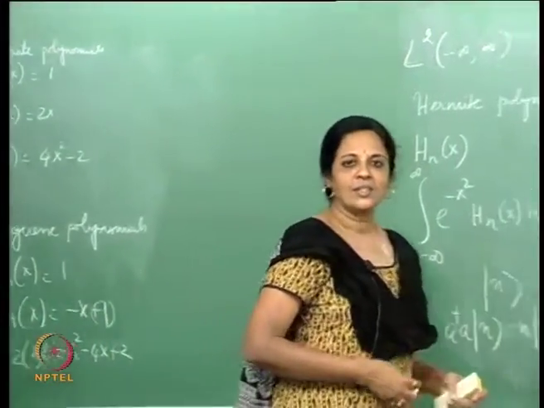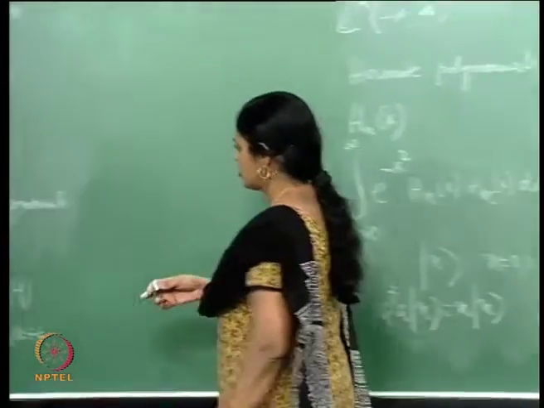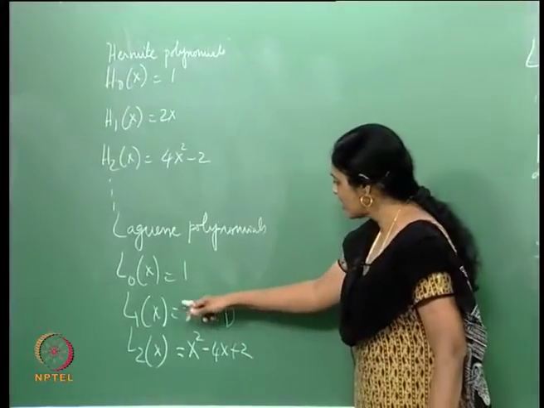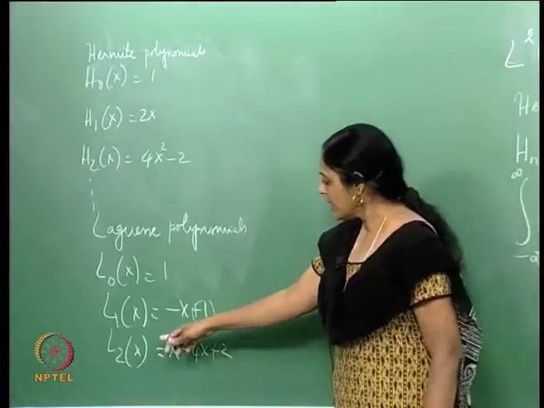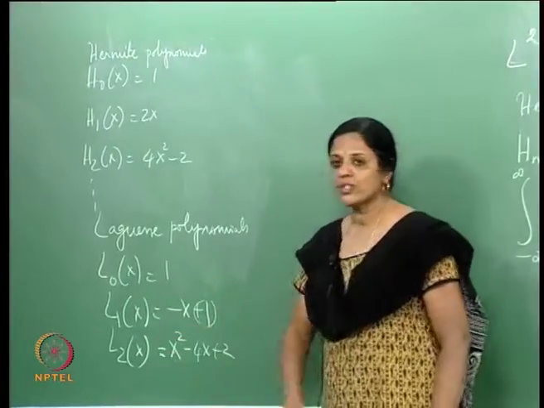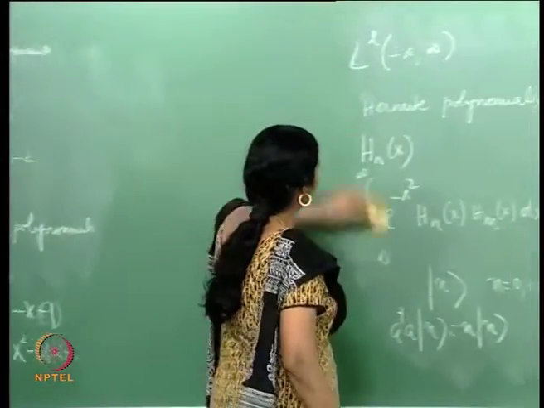So, it alternates between odd and even function. The highest power of x is odd in the case of L1, L3 and so on, and the highest power of x in the case of L0, L2 and so on is even. The highest power is even.